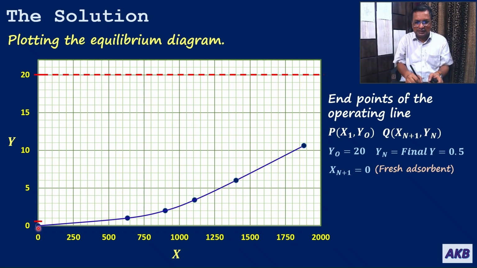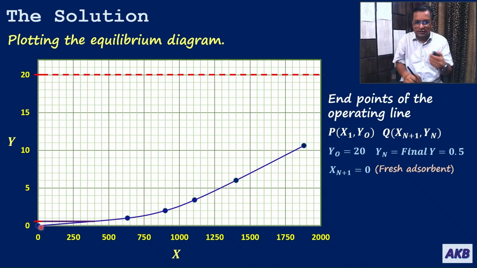What is the reason? This point has coordinates of Xn plus 1, Yn. Since Xn plus 1 is 0, that is we are using fresh adsorbent, this point is located on the y-axis, and the operating line is going to start at this point, and it will end somewhere on this horizontal line. So we need to remember this while plotting the operating line, because we are going to plot the operating line by trial and error.